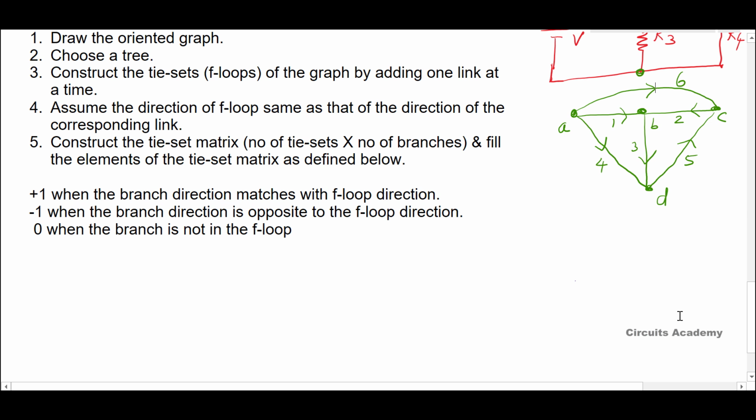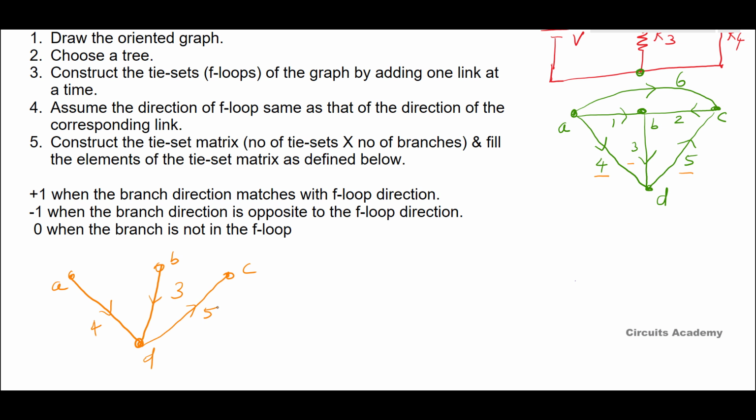Step 2. Choose a tree. What is a tree? A tree is a subgraph which connects all the nodes of the graph but does not form any loop. Let us choose the tree with the branches 4, 3 and 5. We have completed step 2.